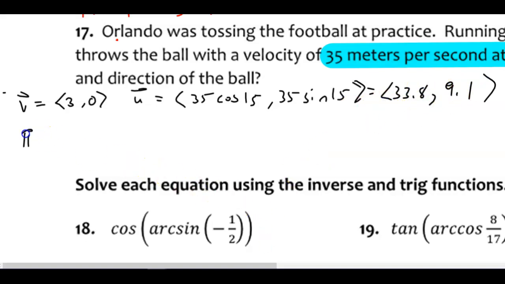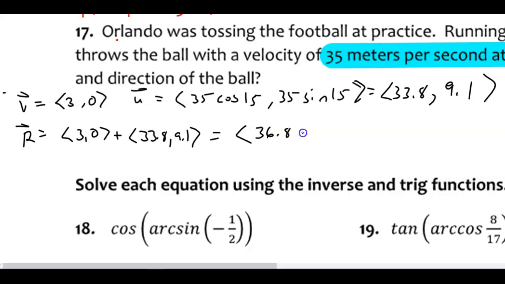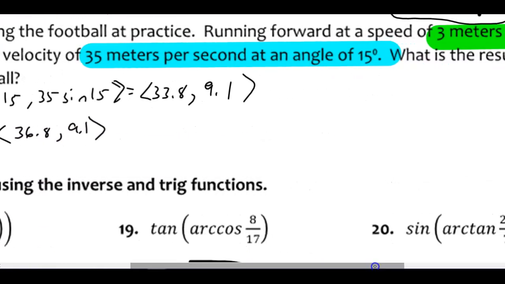So anyway, vector R equals the sum of vector U plus vector V. And that gives us vector R is 36.8, 9.1. All right, that is vector R. Now remember, to find the speed, it equals the magnitude of vector R.